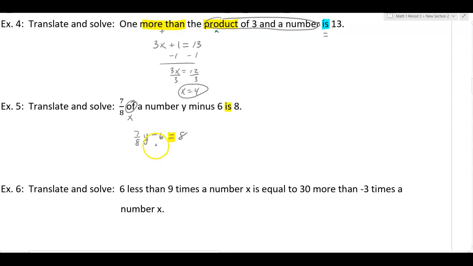Now, to solve this, I can add 6 to both sides. 7/8 y equals 14. Then, get rid of the fraction by multiplying by 8. 7y, the 8's cancel out, equals 112. And when I divide by 7, y is equal to 16? And I am done.